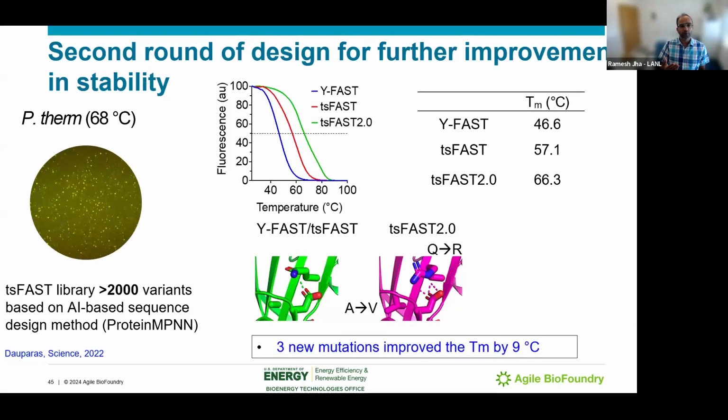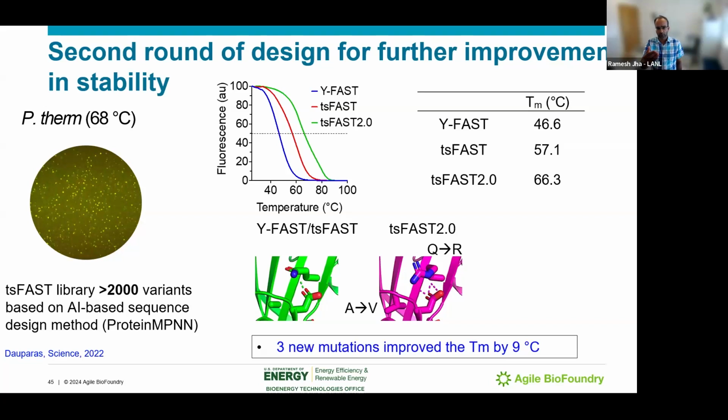And in a second round, we used another method to create a more focused library around one of the improved versions from our previous cycle, and 2,000 different variants were created. And from there, again, based on the fluorescence on the Petri dish, but now at 68 degrees. Our previous experiment was done at 55. So at 68 degrees, we were able to pick up some colonies which showed improved fluorescence there, and we went ahead and produced those proteins.